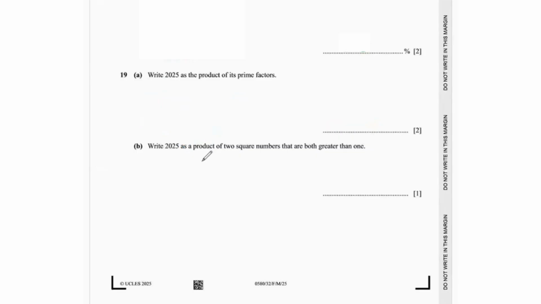Then it says, write 2025 as a product of 2 square numbers that are both greater than 1. So that was 3 to the power of 4 times 5 squared. So 3 to the power of 4 is 81 and 5 squared is 25. That's what they're asking us to do. We're showing 2025 as a product of two square numbers. 81 is 9 squared and 25 is 5 squared, and they're both greater than 1.